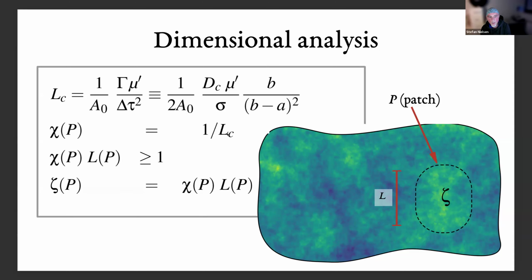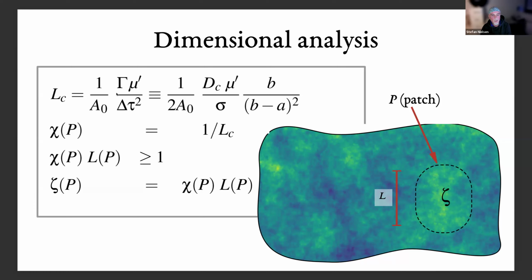In terms of rupture propagation, if I use this parameter instead of the LC, I will have the product of chi with the length of a potential slip patch, P. If the product of these two values is larger than 1, then I will induce rupture propagation. If it's smaller than 1, the rupture will abort, okay? So this is exactly the same criterion as a patch having a greater length than LC.